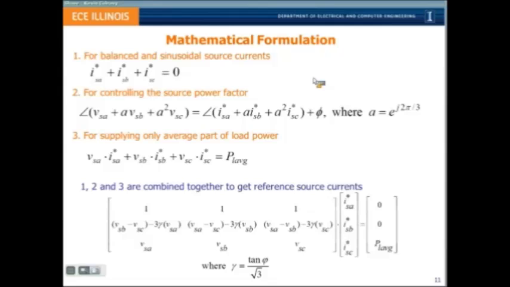So these are the conditions that we impose. These are what we can call the reference source currents. Right now the source currents are supplying reactive power and harmonic power and so on. But now this is the condition that we want. They have to be balanced and sinusoidal, because the zero sequence current is absent.